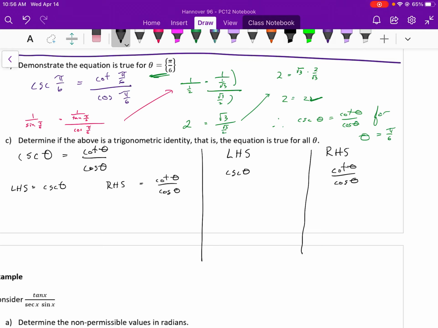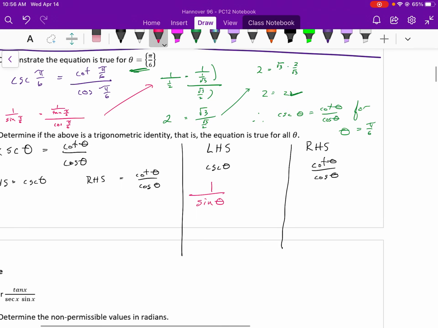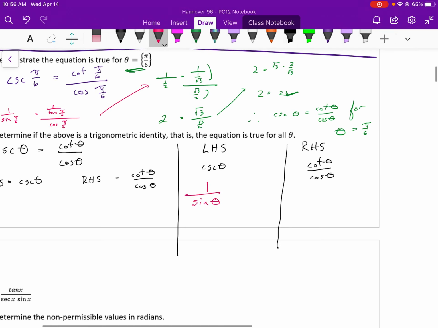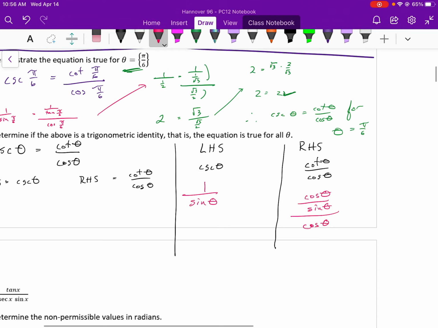So the left-hand side, cosecant theta, I would probably write as 1 over sine theta. That is the simplest that I could do it. Generally speaking, it's always a good place to go to sine, cosine, and tangent, or maybe just sine and cosine. But you'll get the hang of this. A lot of trial and error. So the right-hand side is cotangent theta divided by cosine theta. So I'm going to write this as cotangent, which is cosine theta divided by sine of theta, divided by cosine of theta.